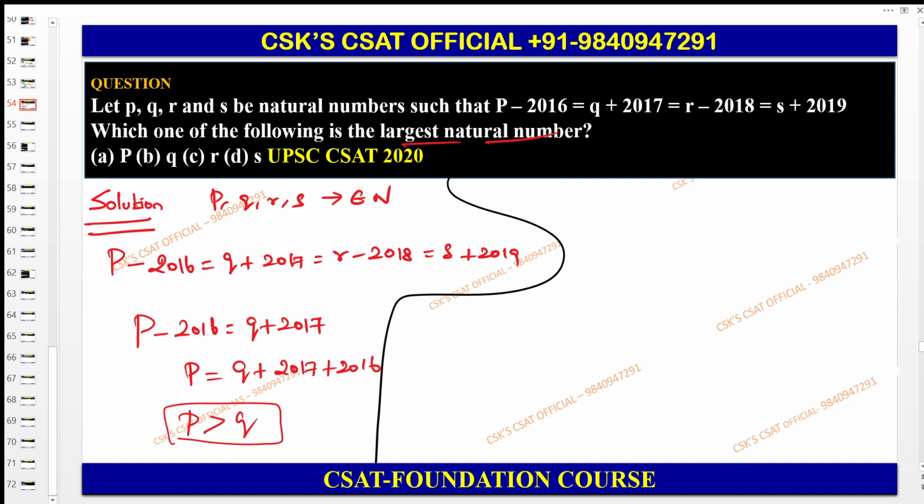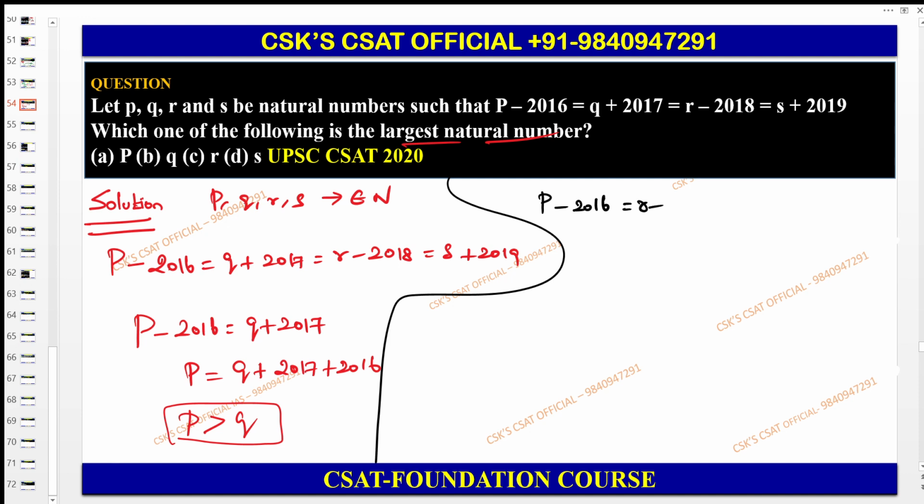Clearly I'm saying that when the Q value is 1 or 2, whatever, if that is added to this 4000-something, whether P is greater or Q is greater. Okay, listen. From this we can see that P is greater than Q. Now understand, check with the rest. P minus 2016 is equal to Q, we have checked with Q.